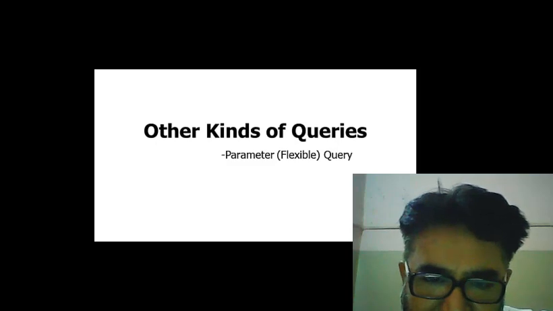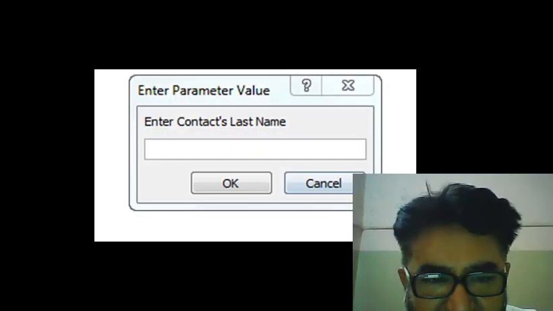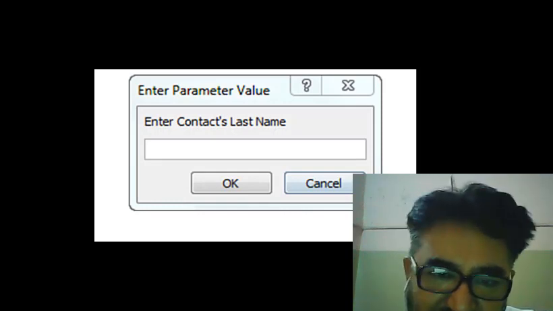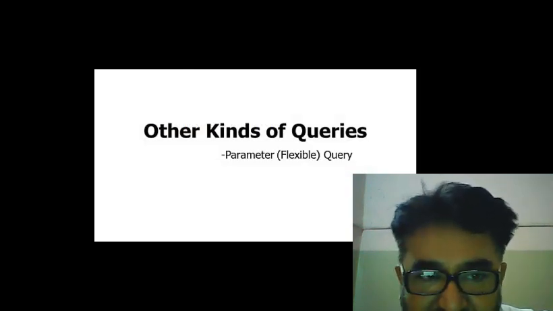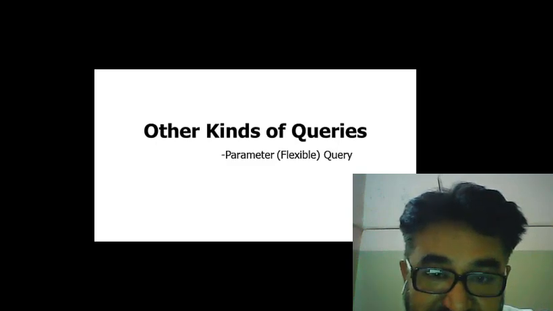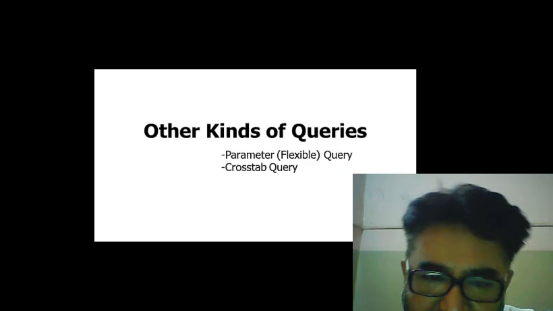For example, the parameter query, also known as the flexible query, is a query that displays a dialog prompting and asking for information, which narrows down the result. It is the kind of query for which we need a specific date range, allowing us to retrieve the data.